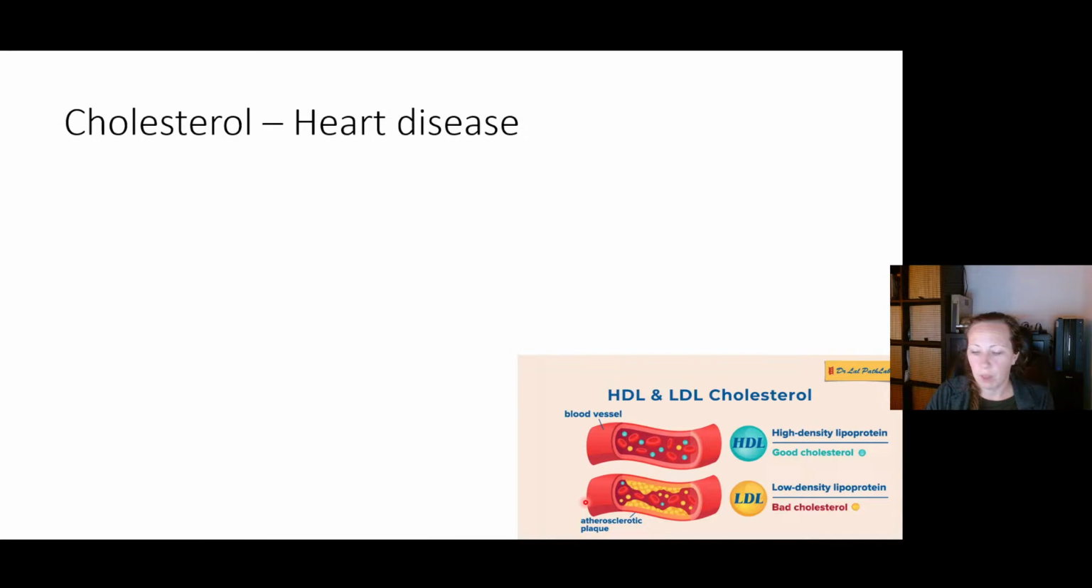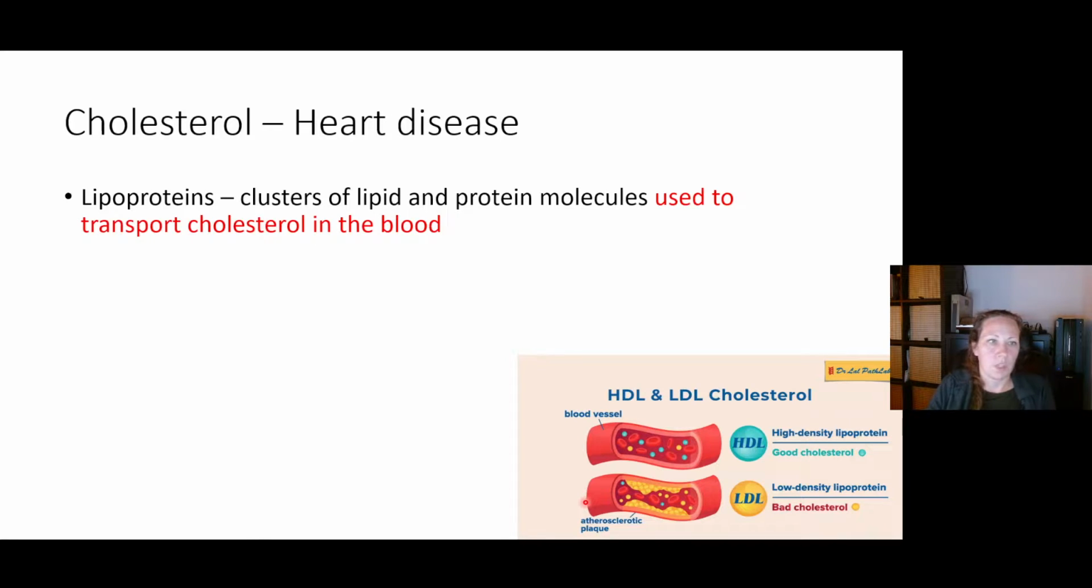Now, we've heard a lot more about cholesterol as it relates to heart disease, so let's talk about that. The first thing that we need to know about is lipoproteins. Lipoproteins are clusters of lipid and protein molecules. So it's like a combination of a lipid and a protein made into one molecule, okay? And then there are clusters of them that are used to transport cholesterol in the blood. Notice red, there's a change as to what it says in the book for this definition.